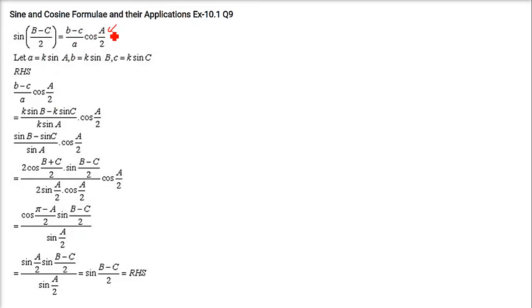Here we will take the right hand side and try to prove the left hand side. So in this b you can write k sin b, in this c you can write k sin c, and here a you can write k sin a. Now when you write this, k gets cancelled. Now this will be sin b minus sin c by sin a, and cos a by 2 of course is there. So sin b minus sin c, the formula will use 2 cos b plus c by 2 sin b minus c by 2. In place of sin a we will use 2 sin a by 2 cos a by 2. In this b plus c we can write pi minus a. So this will be cos pi by 2 minus a by 2, which will be sin a by 2. Cos 90 minus theta is sin theta. Here let it be like this, and this will be 2 sin a by 2 cos a by 2.